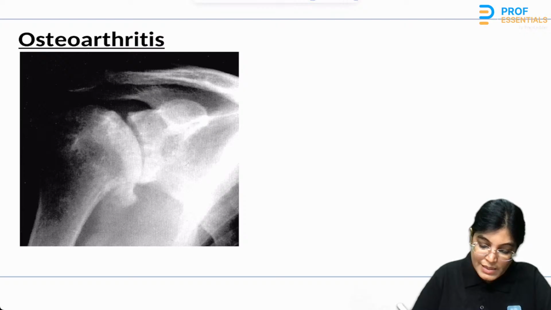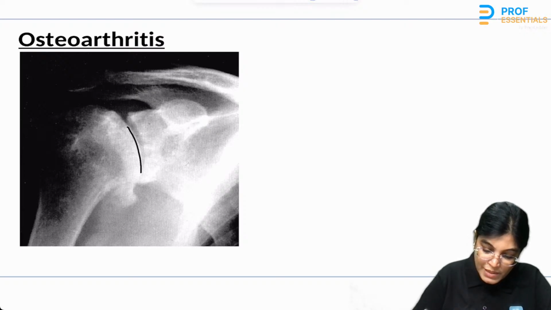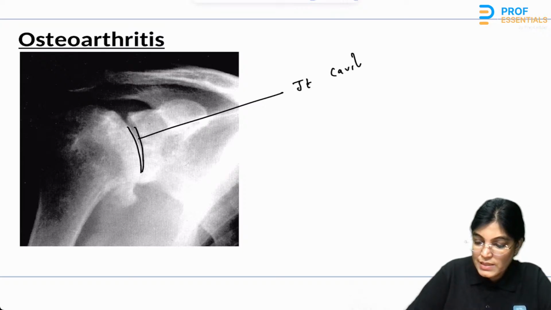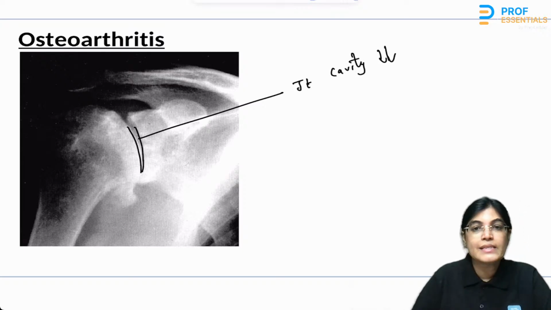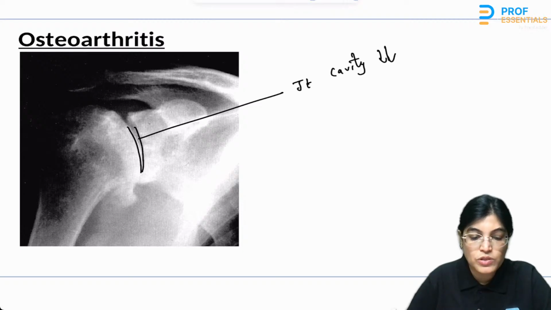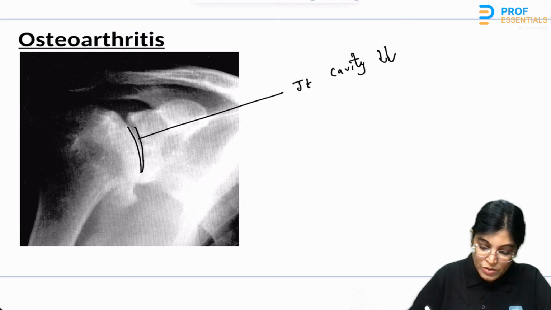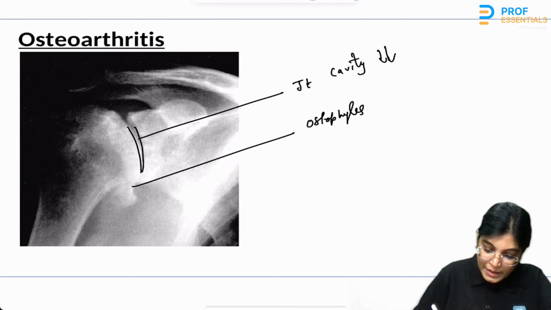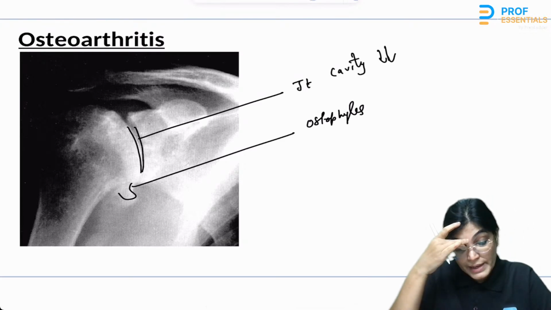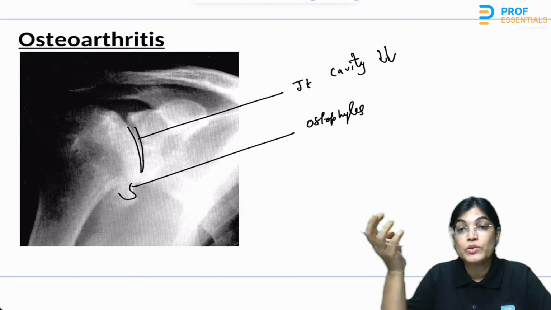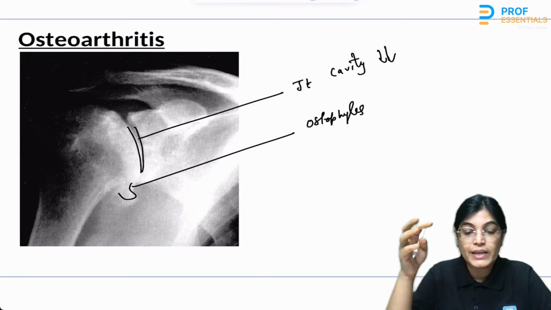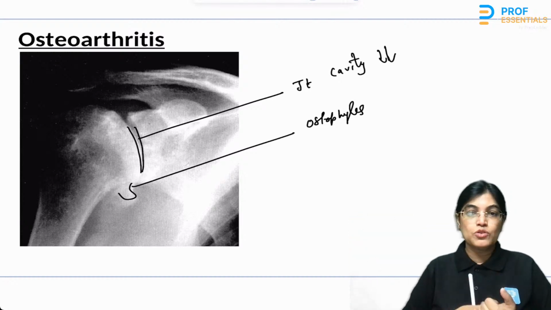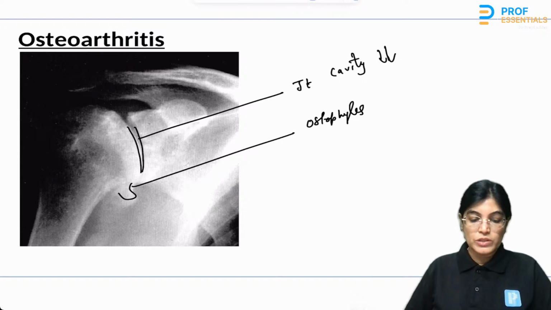So in this case, you can see this is the joint capsule, and this is a joint cavity which has been severely reduced, and there is limitation to the movements. Osteophytes are also formed. And if we talk about the osteoarthritic condition, that is wear and tear and disuse of the cartilage. So there is wearing and tearing of the cartilage of shoulder joint. This is more commonly seen in the lower limb joint, but it can also happen in the shoulder joint condition.